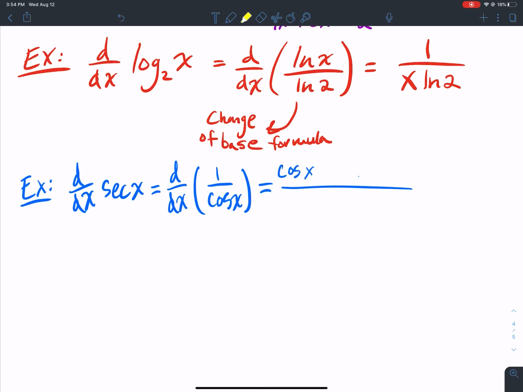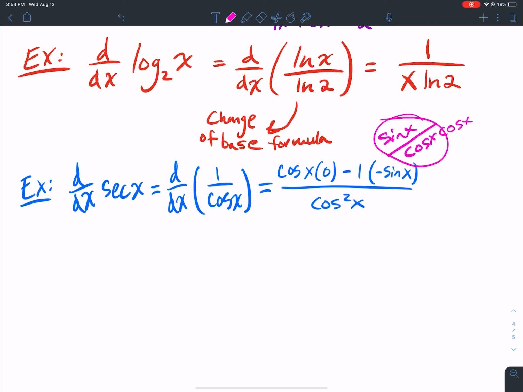Low d high, so the derivative at top is 0, minus high, which is 1, d low, the derivative of cosine is negative sine, all over the square of what's below, cosine squared. So look, this reduces: negative and negative make a positive, so that's sine in the numerator. In the denominator, there are 2 cosines. So one of the cosines pairs with the sine x to make sine over cosine.